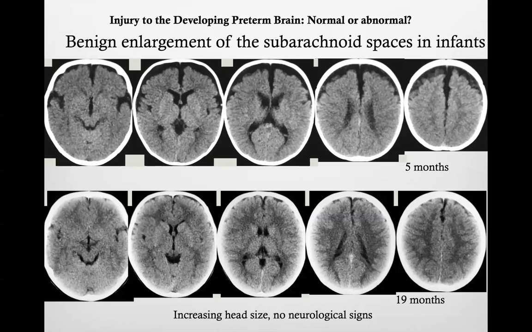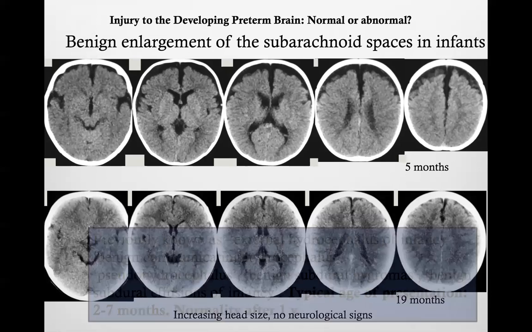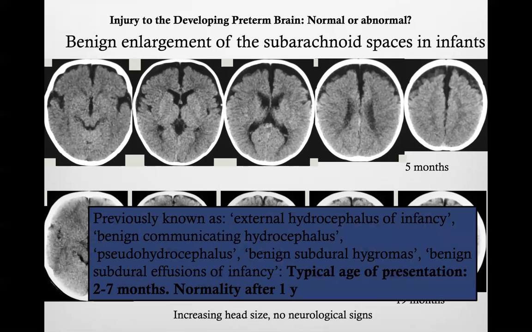Now, why is this very, very important? I showed you the CT, but it's very important because this is completely normal, just due to the fact that there is a discrepancy in the growth speed of the brain in comparison to the skull. Previously known as external hydrocephalus, benign communicating hydrocephalus, and so on and so on, we need to call it BES, benign enlargement of the subarachnoid space of infant.